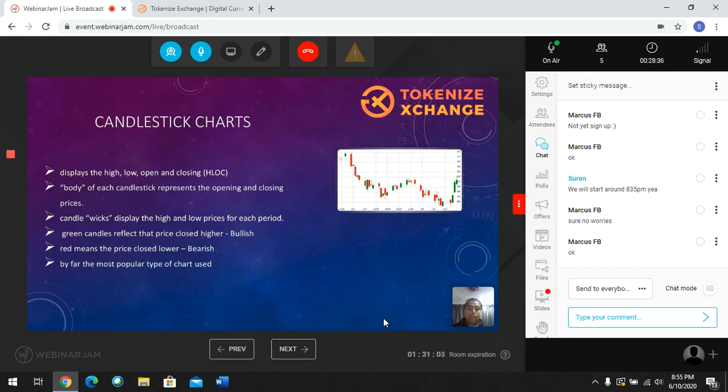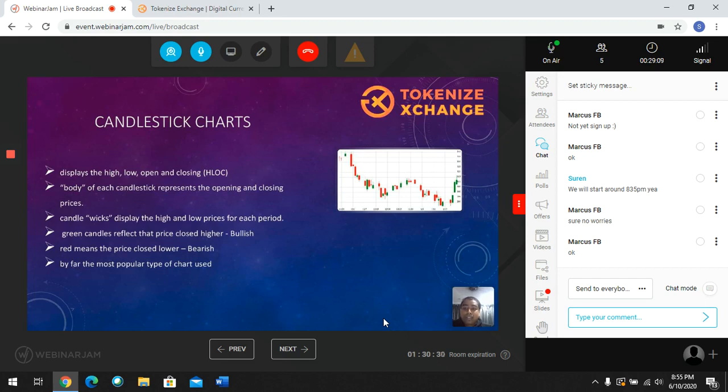Right, so we are on our third technical chart type. It's called candlestick charts. It also displays the high, low, open, and closing, which is the HLOC. The body of each candlestick represents the opening and closing prices. Candle wicks display the high and low price for each period. You must be wondering what the wicks and the body are all about. I have it on my next slide.